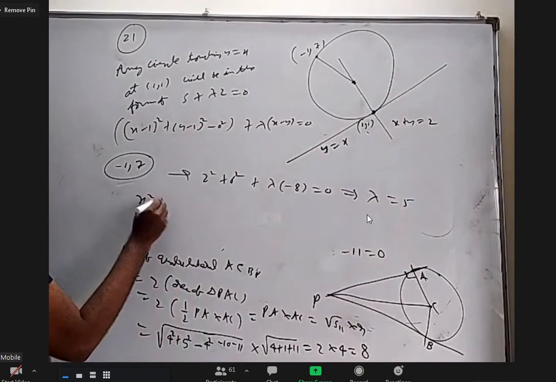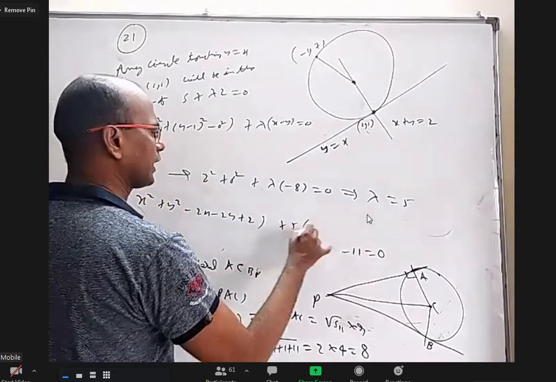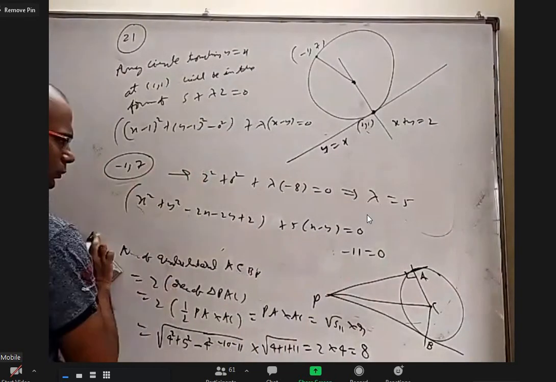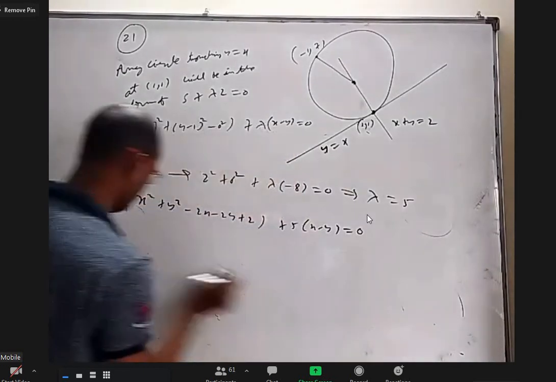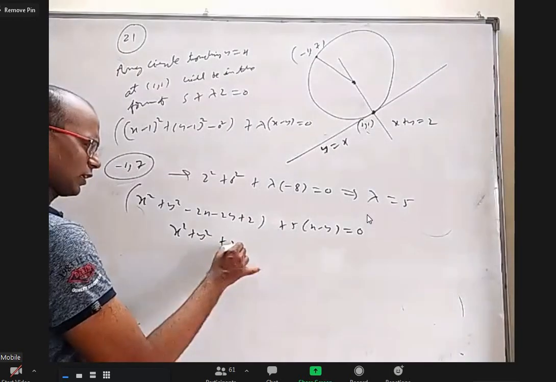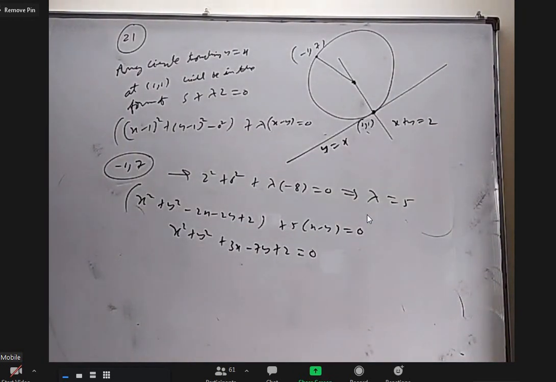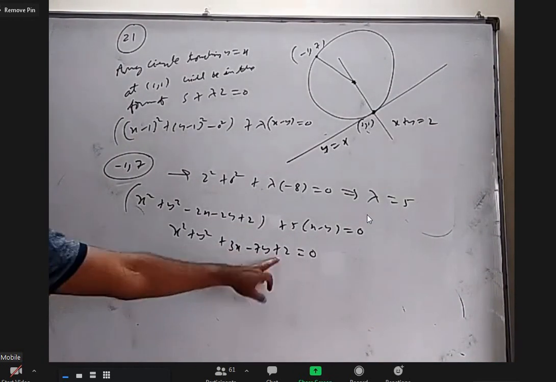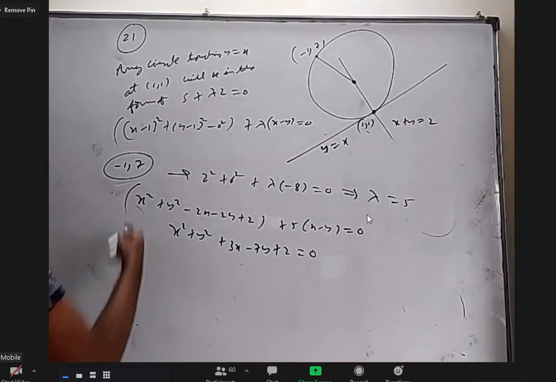Put that 5 back, we get x square plus y square minus 2x minus 2y plus 2 plus 5 into (x minus y) equal to 0. That is x square plus y square plus 3x minus 7y plus 2 equal to 0. Okay, this is option 15. This is method 1.